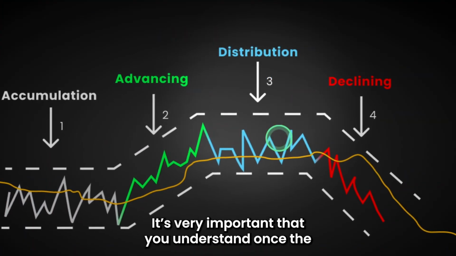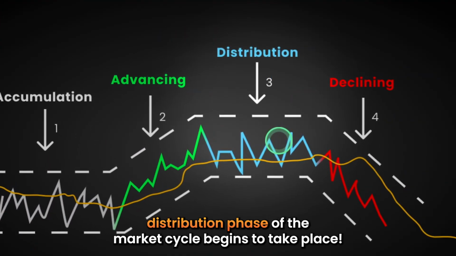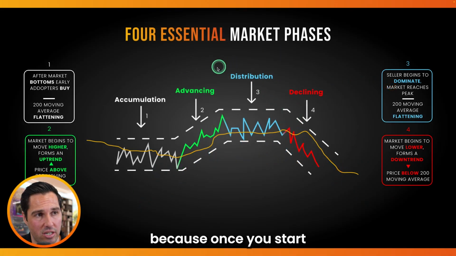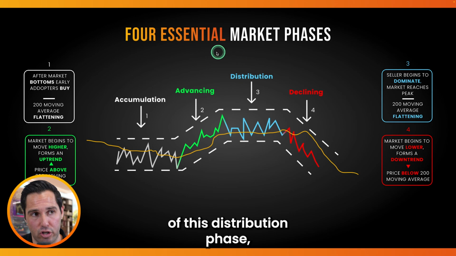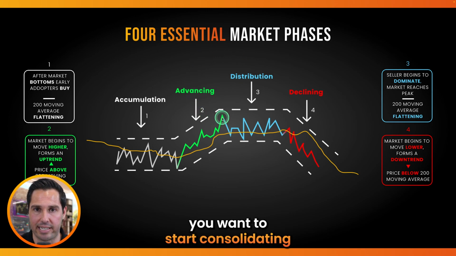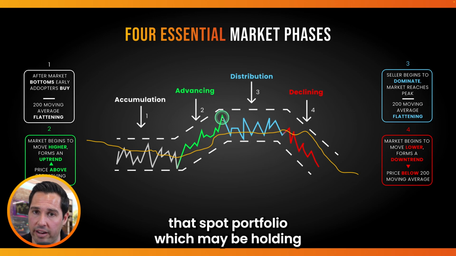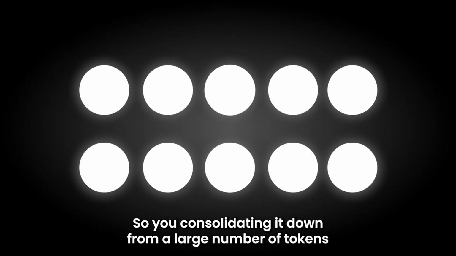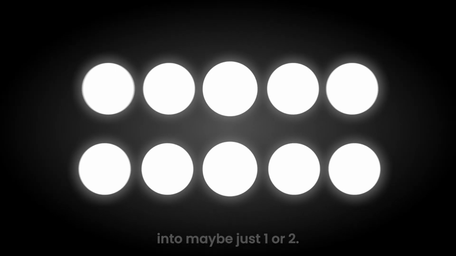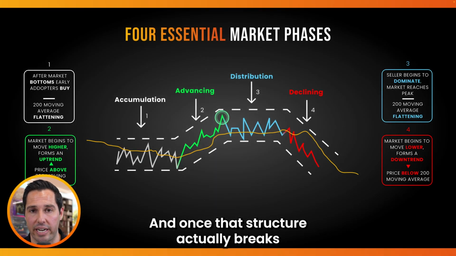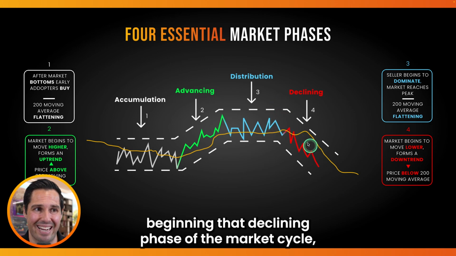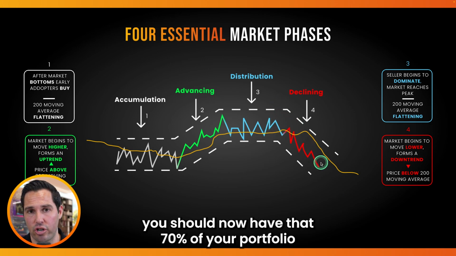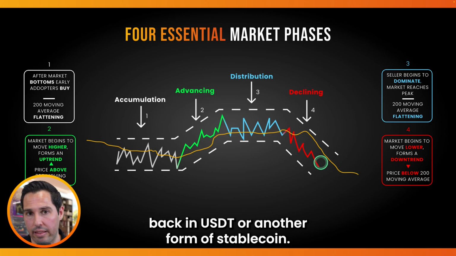It's very important that you understand once the distribution phase of the market cycle begins to take place, because once you start to see the signs and symptoms of this distribution phase, you want to start consolidating that spot portfolio, which may be holding 5, 10, or even 15 different coins, into only a few coins. So you're consolidating it down from a large number of tokens into maybe just 1 or 2. And once that structure actually breaks to the downside, which means that you're beginning the declining phase of the market cycle, you should now have that 70% of your portfolio back in USDT or another form of stablecoin.